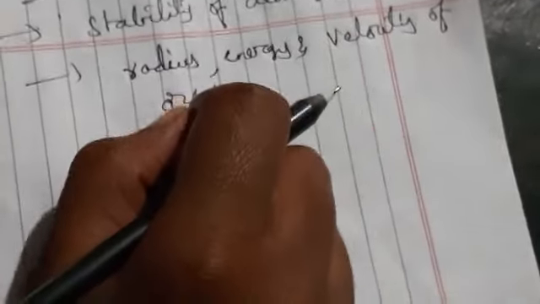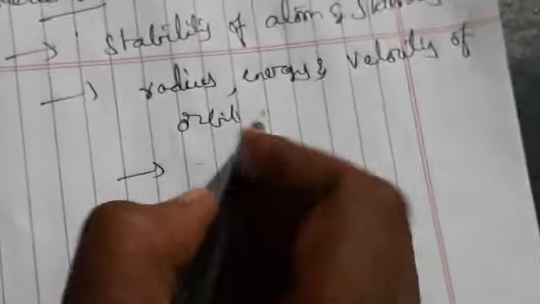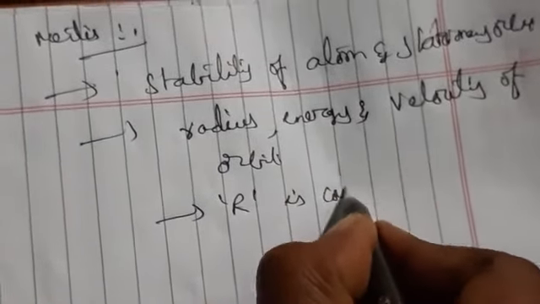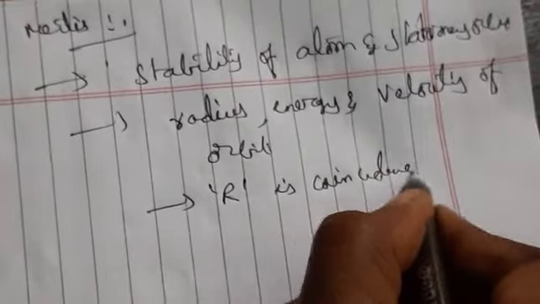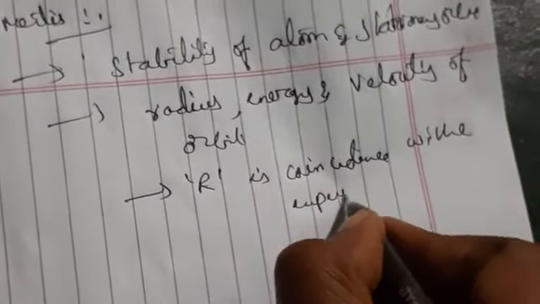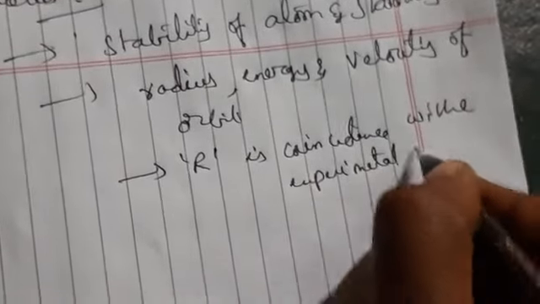So the given value of r coincides with the experimental value. So r, the radius, is in coincidence with the experimental value, we can say.